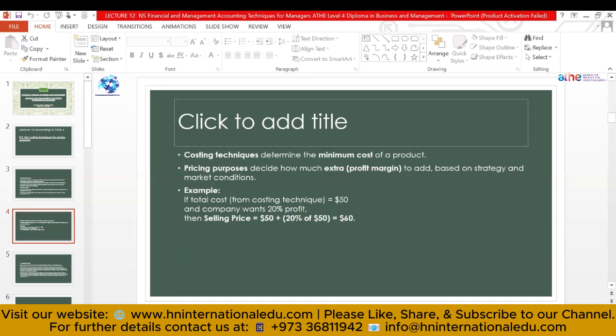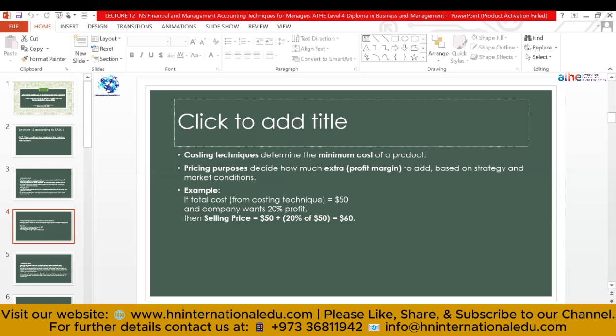Costing techniques determine the minimum cost of a product. This is just a summary of what these two terminologies mean. It's just a simple cost, and the pricing purposes decide how much extra, that is the profit margin, to add based on strategy and market conditions. Because according to the environment of the market and industry demand, we are going to set the prices. If the product is quite common, like a quite viral one, we can charge higher prices too. But if it's something unique and you are going to launch it for the very first time in your area, in your city, or in your sector, then you can charge high prices as well.